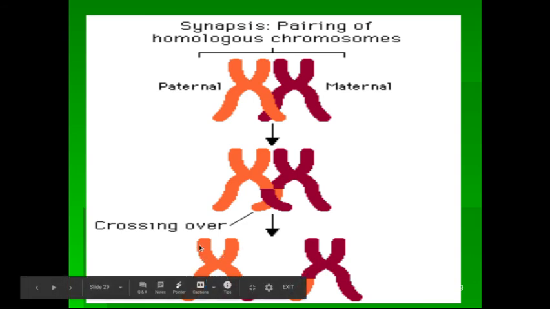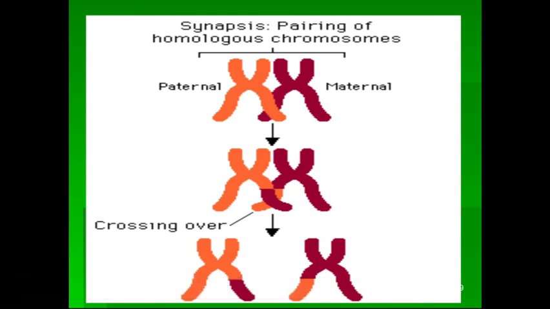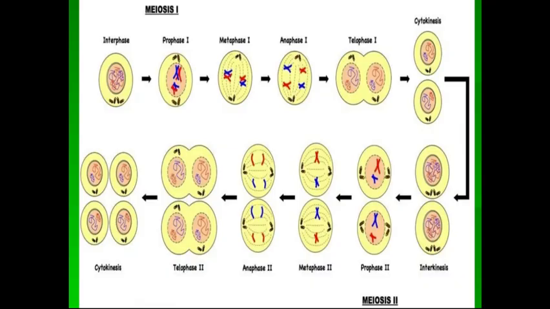And so now if you're looking at this paternal one down at the bottom, it is slightly different than dad. This maternal one is slightly different than mom. And it's a process called crossing over that allows this to happen. And that's one of the processes that leads to variation in organisms.